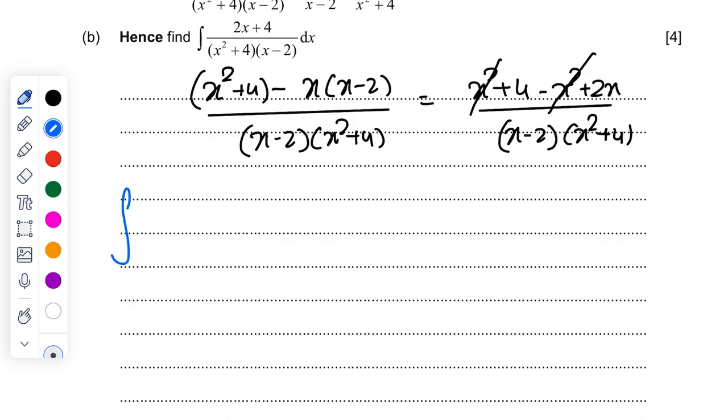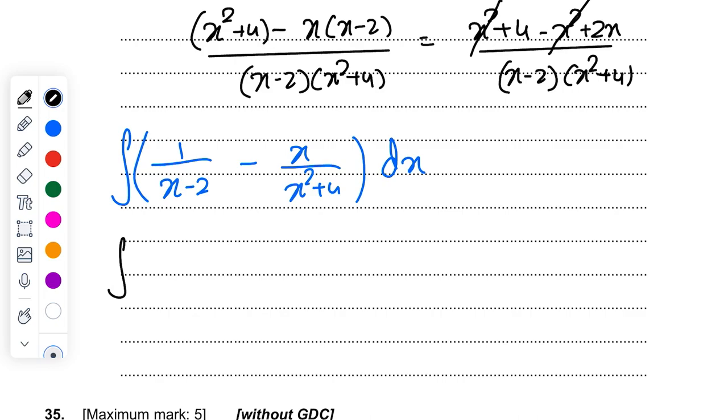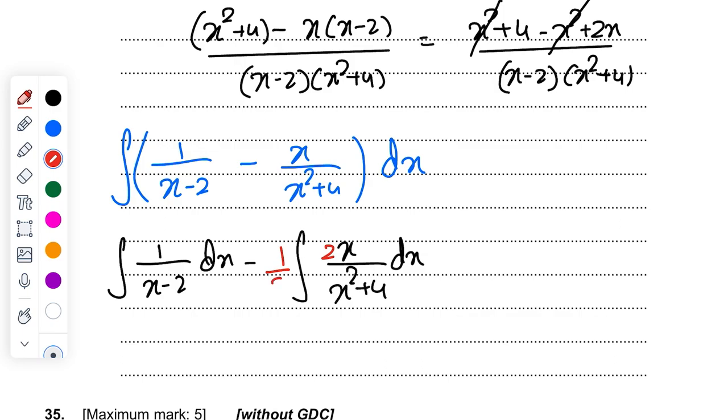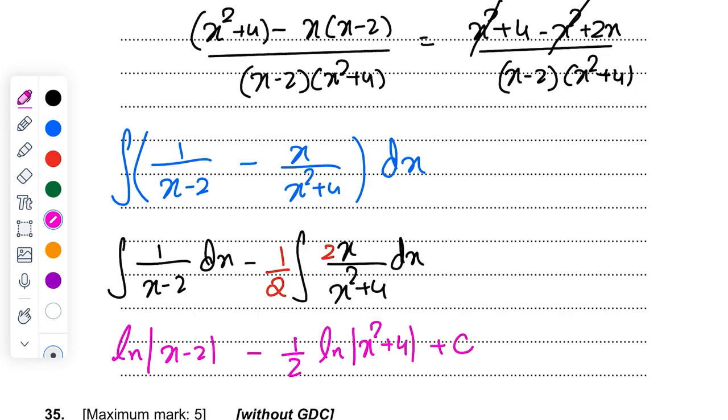So the integral will be the integral of 1 upon x minus 2 minus x upon x square plus 4. For the second part, the derivative of the denominator should be present in the numerator. So first of all, what I will do is write the integral separately: the integral of dx upon x minus 2, minus the integral of x upon x square plus 4 dx. Multiply and divide by 2. So it becomes ln of x minus 2 minus 1 upon 2 ln of x square plus 4, plus c. That's going to be the answer.